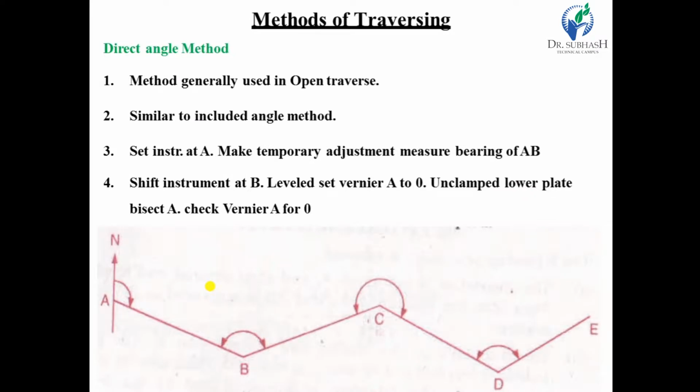The second method is the direct angle method. This method is generally used for open traverse.